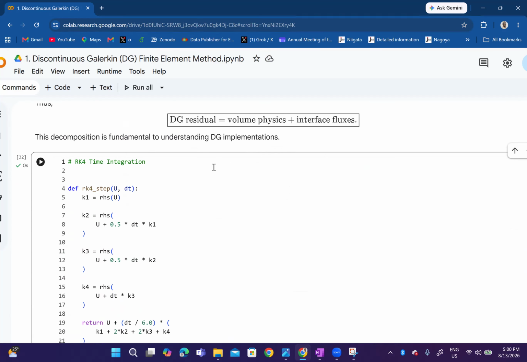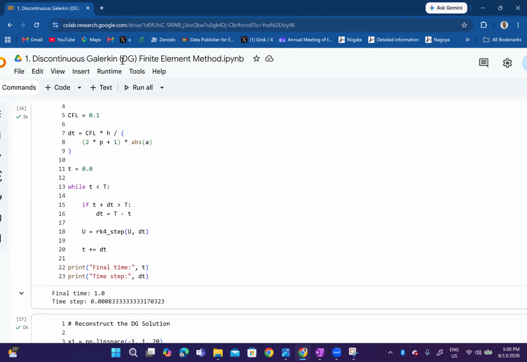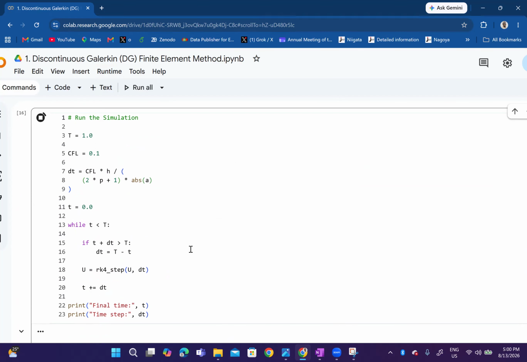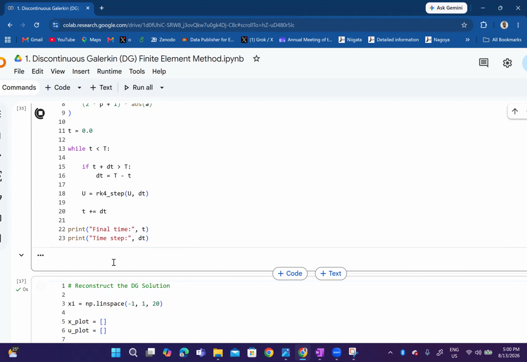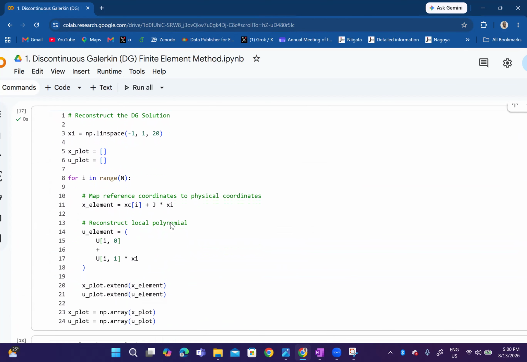Okay, so we set up the Runge-Kutta, then we run the simulation. When you run the simulation, we get the time step one, and then we get the final time, which is 1.0, and the overall time step is 0.00833. And then we reconstruct the DG solution, the discontinuous Galerkin solution. We have xi as the linear space from minus 1 to 1. We divide it into 20. We have the x plot and the u plot.